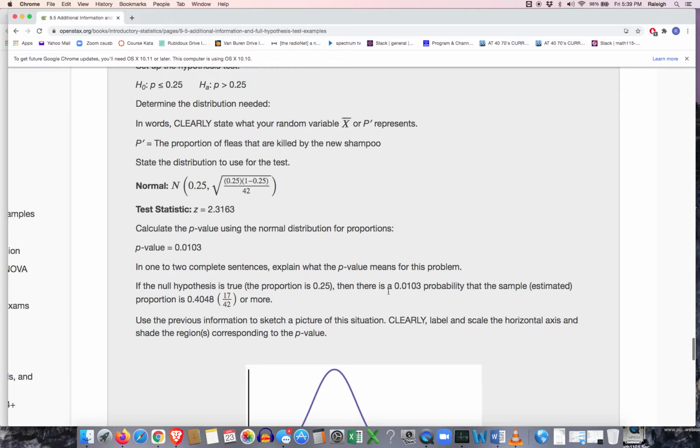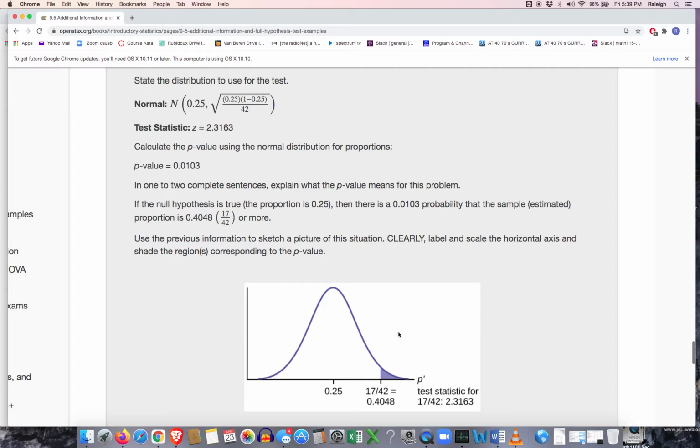And yet we can find that this would happen randomly by itself due to chance 0.0103 of the time, or that is 1.03% of the time. So here's the sketch. We have a situation here, clearly labeled, all this kind of stuff. So we put in the 0.040. They've done a lot of things here. They put down the Z, 2.32. They put down the 0.4048, and they're taking a look at what this would be. And they've already found what the p-value is, 0.0103.